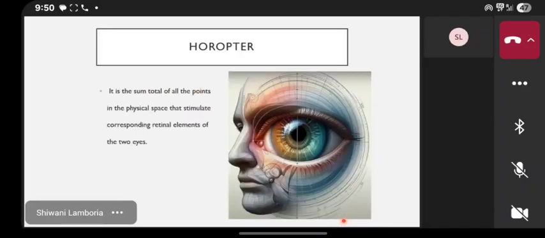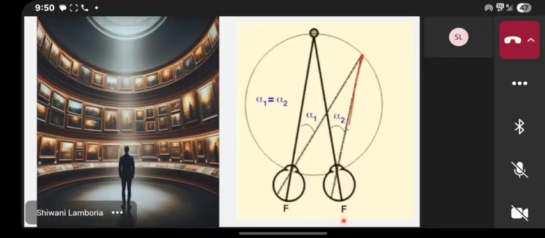Horopter is the sum total of all the points in the physical space that stimulate the corresponding retinal elements of the two eyes. For example, we stand in this art gallery, we look at this painting, and all the paintings appear single to us, because each point forms an equal angle with this visual axis, and this is a visual axis, this is a fixation point, and it passes to the fovea.